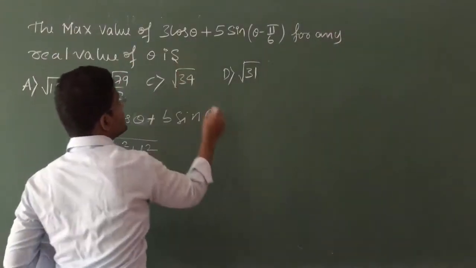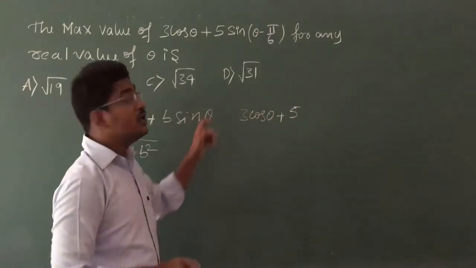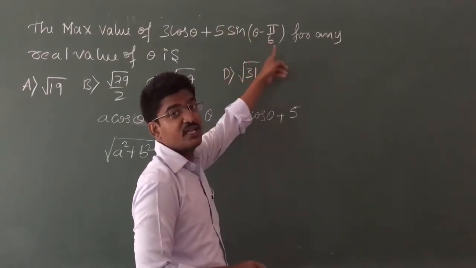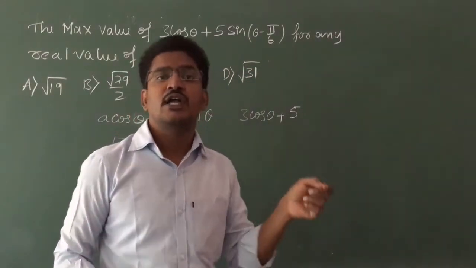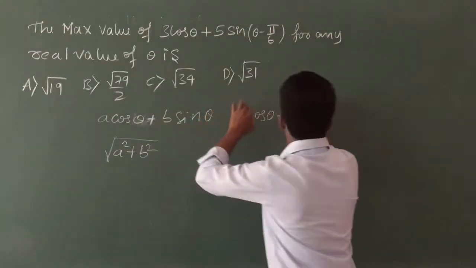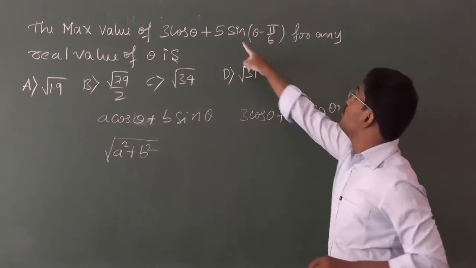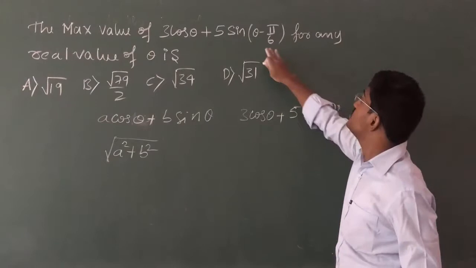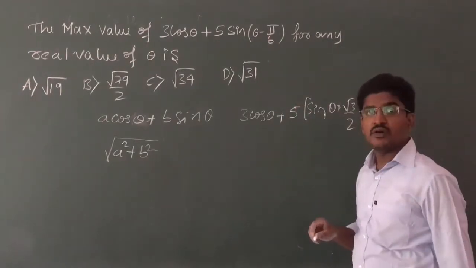Clear? So to find this, see here, 3 cos theta plus 5 times of cos of x minus y. You consider it as sin of x minus y. That means sin of a minus b. Sin of a minus b formula is what? Sin a into cos b minus cos a into sin b. Clear? So here, this will be sin theta into cos, sin a into cos b. So cos of 30 degree. Cos of 30 degree is how much? Root 3 by 2. Clear?